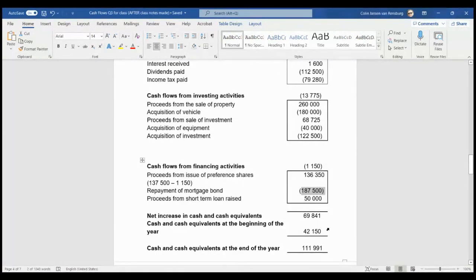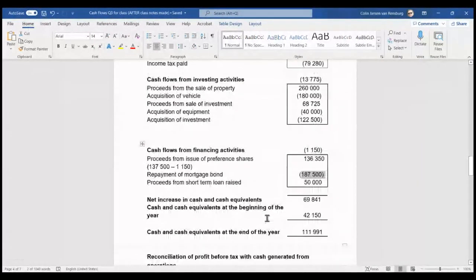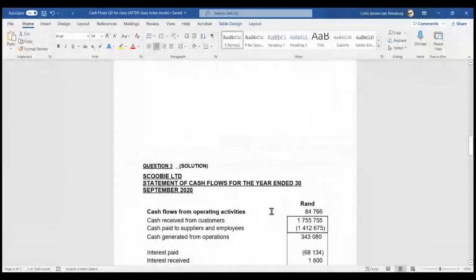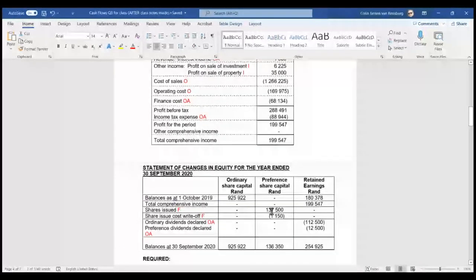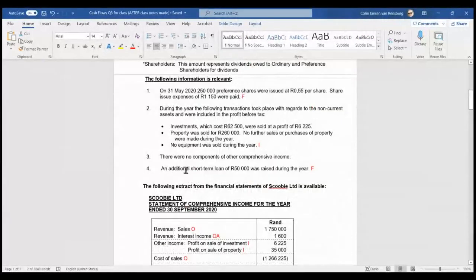187,500. Is it an outflow or inflow of cash? Well, if we repay the loan, money flows out of our bank account. So therefore, it will be an outflow of cash. Thank you. So that will therefore be indicated as a negative. We've already seen in the additional information they say there was a short-term loan of 50,000 rands. An additional short-term loan of 50,000 rands was raised during the year, but that does not necessarily mean that we didn't repay any short-term loan during the course of the year.